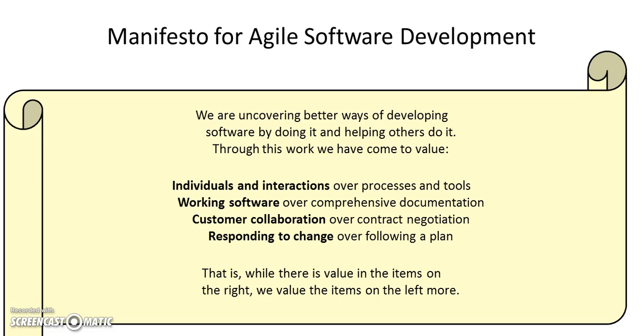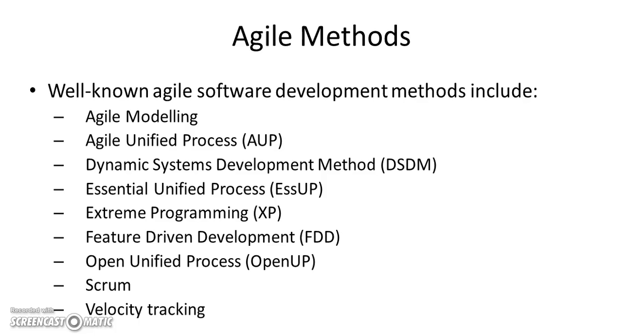So individuals and interactions are more important than processes and tools. Working software is more important than comprehensive documentation. Customer collaboration is more important than contract negotiation. And responding to change is more important than necessarily following a plan. So this is agile: lightweight, quick to change. It allows us to be responsive to factors within the software development process.